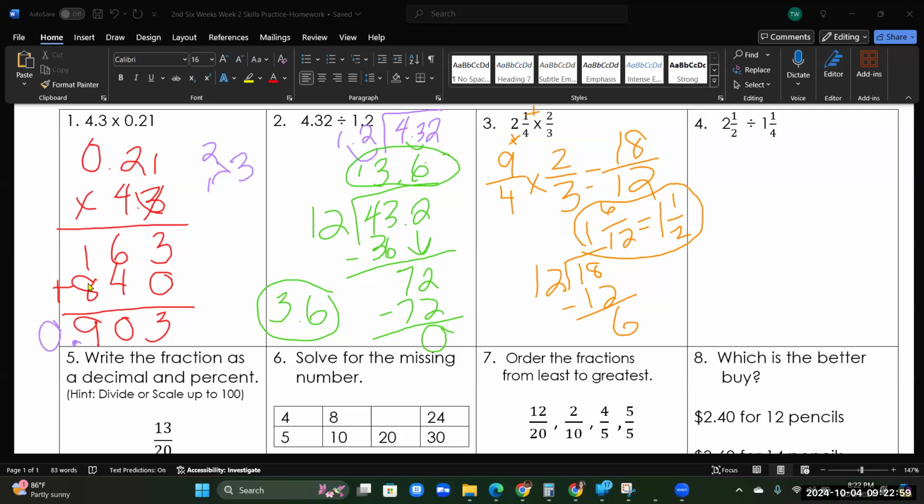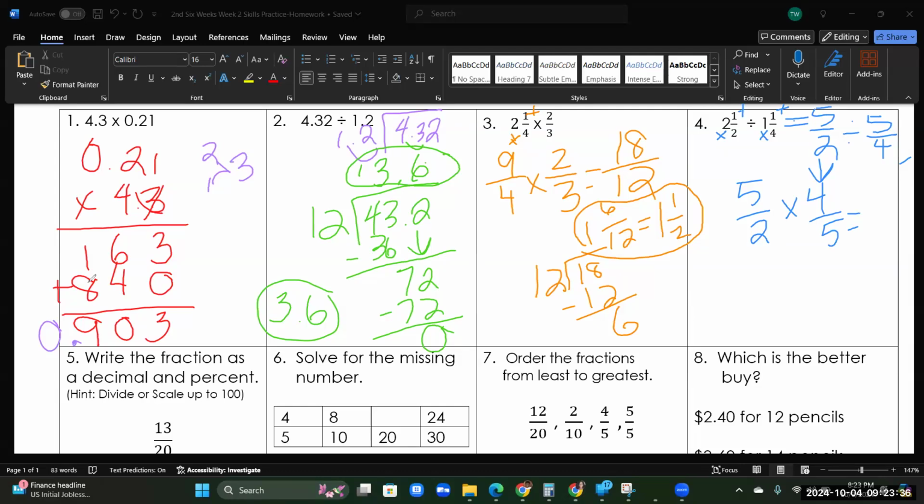All right, number 4, 2 1/2 being divided by 1 1/4. First, we want to change both to improper fractions. 2 times 2 is 4, plus 1 is 5. So we have 5/2 divided by 1 times 4 is 4, plus 1 is 5, so 5/4. With dividing fractions, we keep our first fraction. So we're going to keep our 5/2. That division is going to change to multiplication. And then we'll take the reciprocal, or flip, our second fraction to get 4/5.